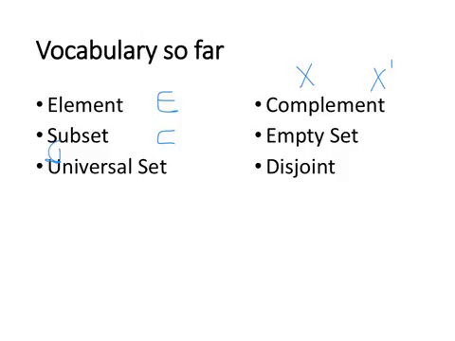An empty set is just what it sounds like, one with nothing in it, or no elements. We might see braces with nothing in between, or we might use this symbol for empty set. Lastly, we've discussed the disjoint. The disjoint is when there's no overlap between two sets, and that's going to be visually represented with some Venn diagrams.